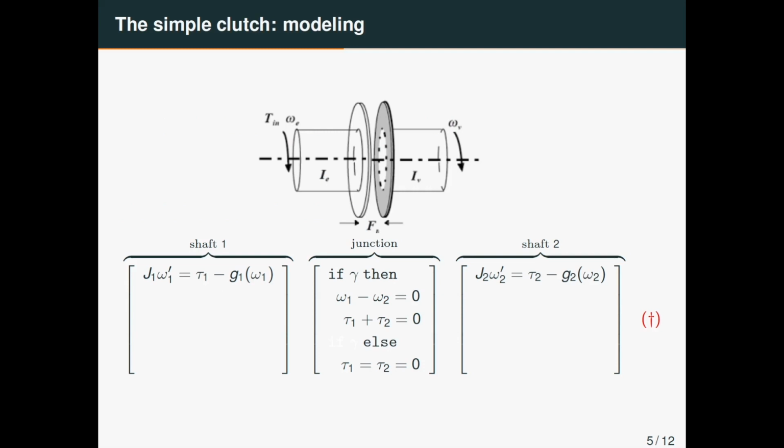Each shaft has its own ODE dynamics. If the clutch is engaged, which is captured by the if branch, velocities are equal and torques sum up to 0. Due to the constraint on velocities, the resulting model is a DAE of index 1. If the clutch is released, captured by the else branch, torques are 0 and the two shafts don't interact. The resulting model is an ODE. We explain our impulse analysis on this example and we begin by recalling the structural analysis.